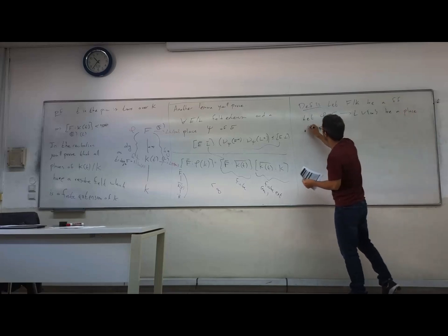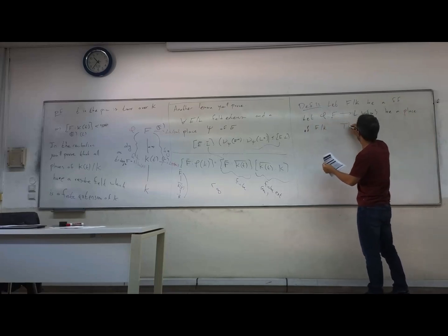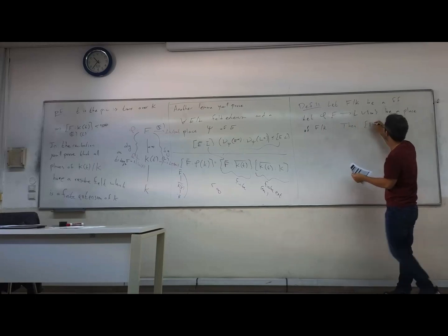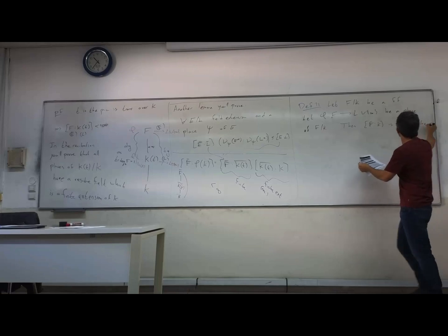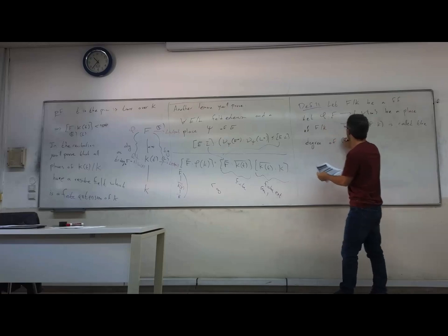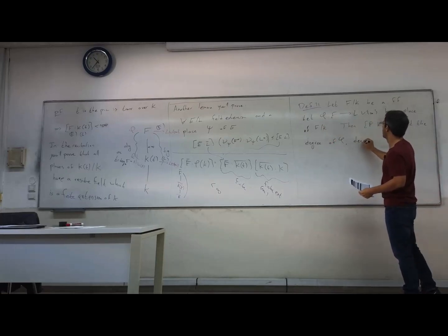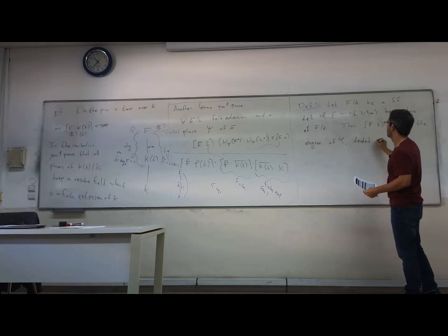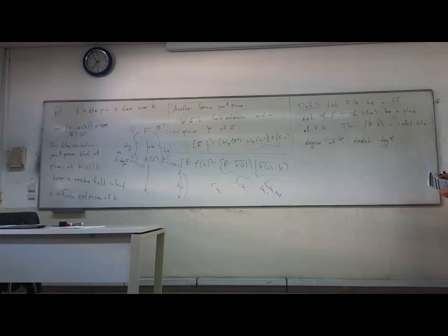Of the function field, mainly trivial on k, non-trivial on f. Then this number that we just proved is finite is called the degree of phi, and is denoted deg phi. And then kind of identifying k with u of k all the time.